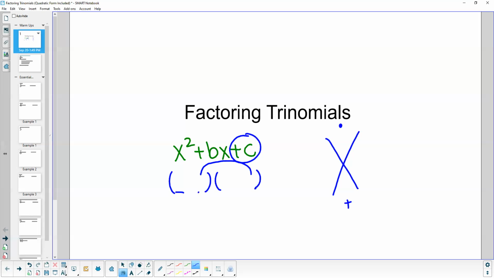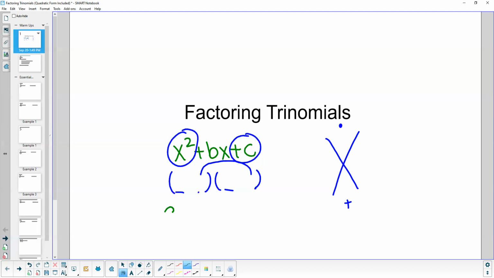Then our first two numbers that we're going to fill in here are going to be whatever this number is, the square root of it, or some numbers that multiply to get us that. So for these basic questions, we're going to end up having an x and an x. If it was a 2x squared, we'd end up with a 2x in one place and an x in another. So we'll talk about factoring those.